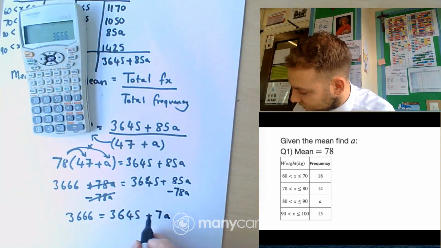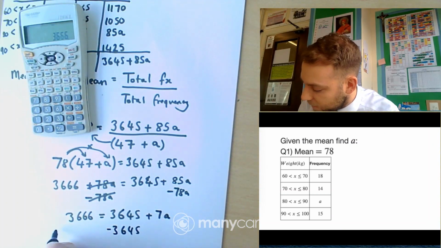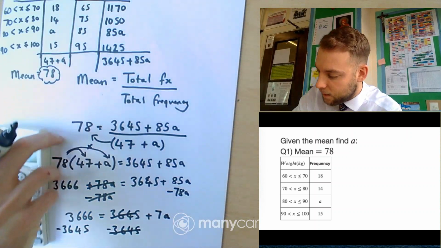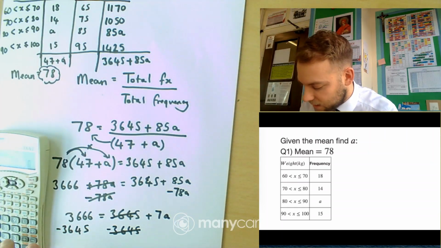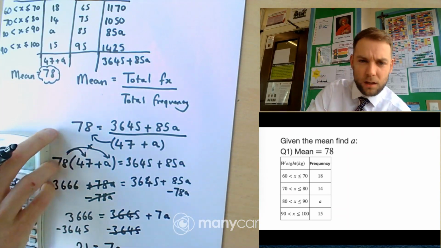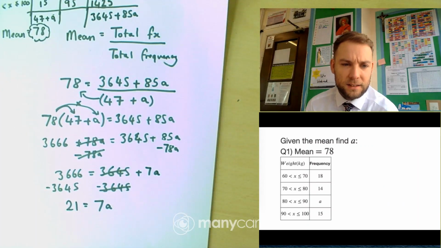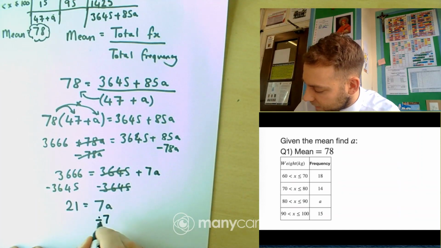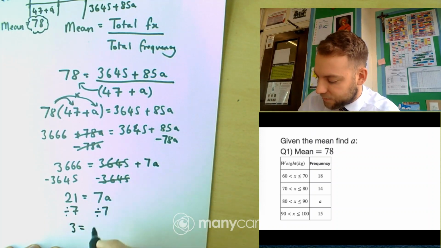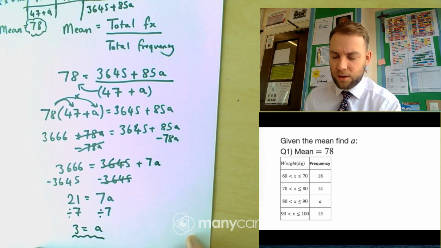So I end up with 3,666. To get a on its own, I need to get rid of this part here now. So minus 3,645, minus 3,645. If I minus those, it will get rid of that. So 3,666 minus 3,645 is equal to 21. Okay, so I end up with 21 is equal to 7a. The last little part is to divide by 7 and divide by 7. So 21 divided by 7 is equal to 3, and 7a divided by 7 is equal to a. So the answer, a, is equal to 3.